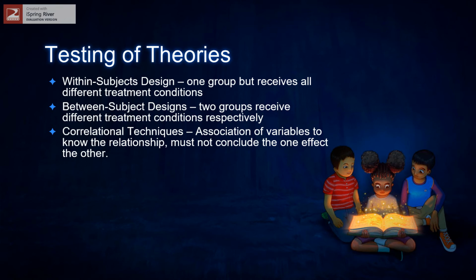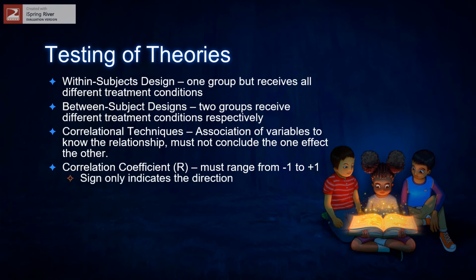And then when we are using correlational techniques, we must take note of the correlation coefficient, or R. Remember that it is a quantifiable value. It must range from -1 to +1. The signs, the positive and the negative sign, only indicate the direction of the relationship.